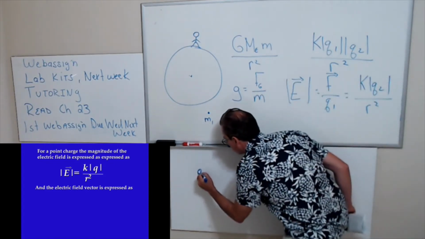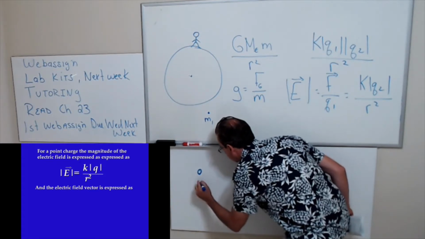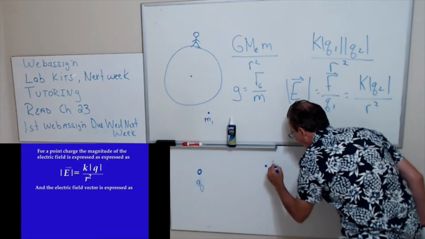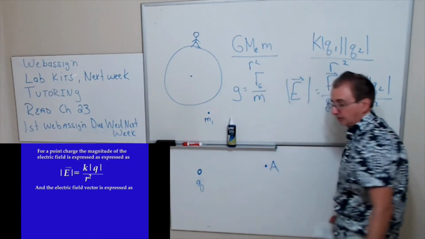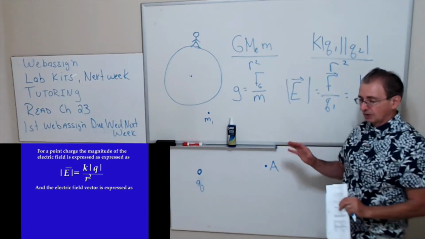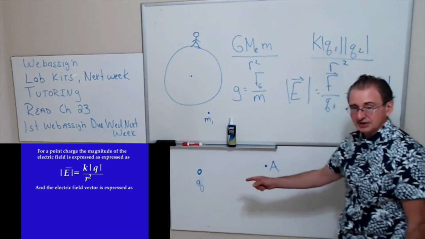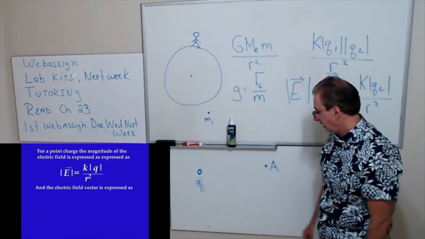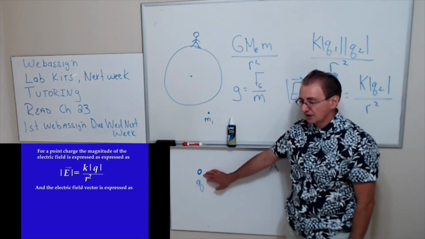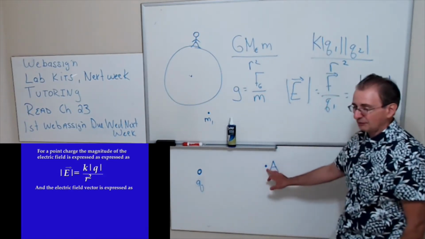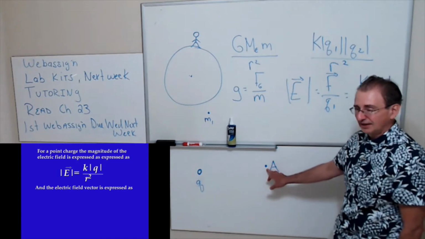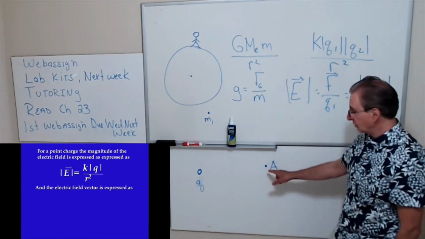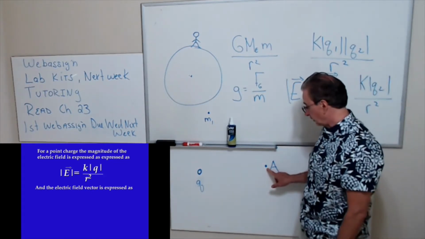Suppose I put a charge here, and at some location in space A. One of the problems with discussing this is that I represent a point charge as a dot, and I represent a point in space as a dot. A lot of times students think there's a charge here. There's not a charge here. What I'm going to do is look at what the electric field is here.